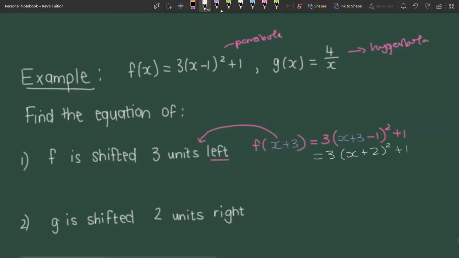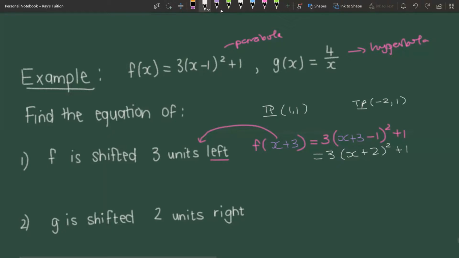The new graph is now also a parabola, but what you notice is that the turning point has changed. The turning point used to be (1; 1). The new turning point is (minus 2; 1). And again, to understand how to get this, please watch your videos on the parabola. What happens is the turning point has shifted 3 units left to get from (1; 1) to (minus 2; 1).